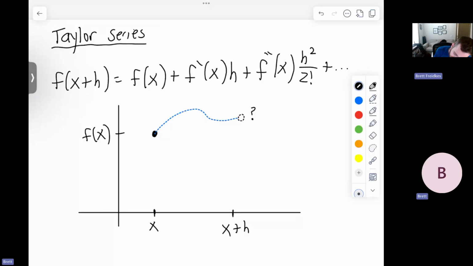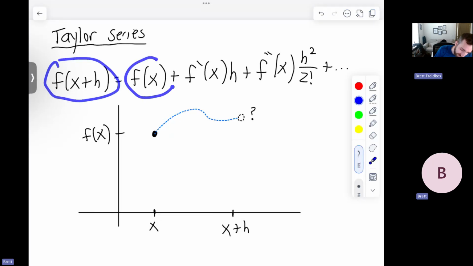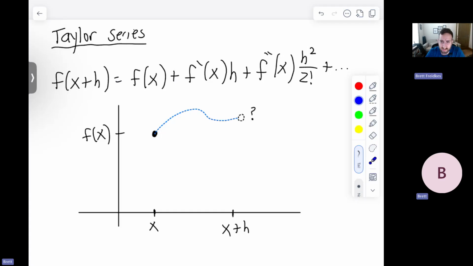And what I show on the screen here is the Taylor series expression, which says f of x plus h is equal to f of x plus f prime of x times h plus f double prime of x times h squared over 2 factorial plus f triple prime of x, h cubed over 3 factorial, and so on. What does this mean? Now, in the picture I have here, let's say that I have some known point.